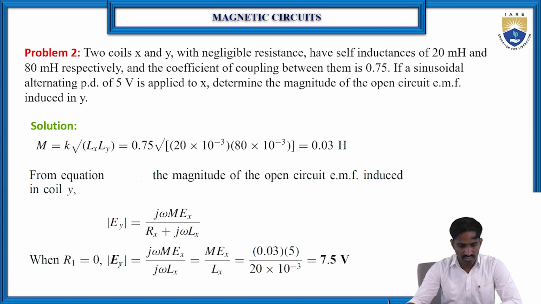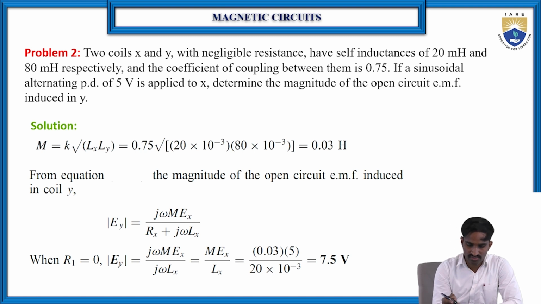Then coming to problem 2: the two coils X and Y with negligible resistance have self-inductances of 20 millihenries and 80 millihenries respectively. Which means for the X and Y coils, we should consider LX is equal to 20 millihenries and LY is equal to 80 millihenries.